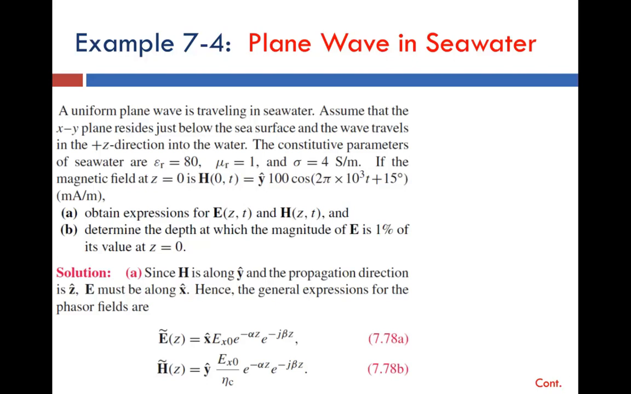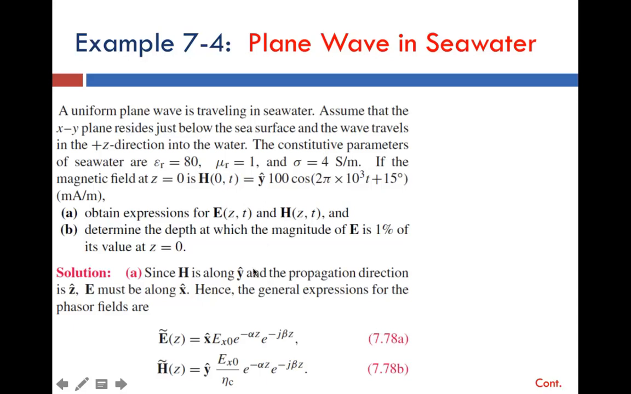So starting with zero phase at z equals 0, in other words, starting at z equals 0 with the following expression. So here is the magnetic field at 0 and t. It's in the y direction. It has a magnitude of 100. The frequency of the wave is 2 pi times 10 to the third, and the phase angle for H is 15 degrees. So now we want to obtain expressions for E and H, and then we want to find the depth at which the magnitude of E is 1% of its value at z equals 0.